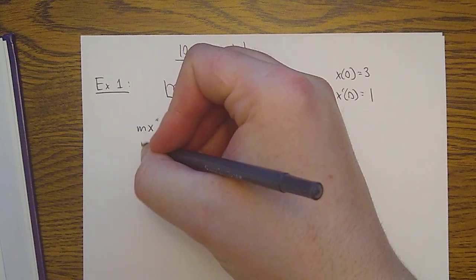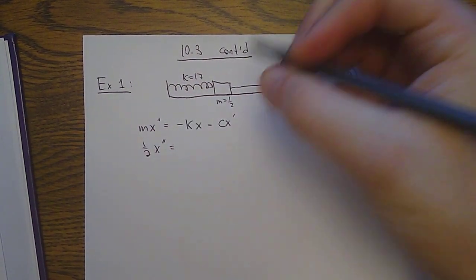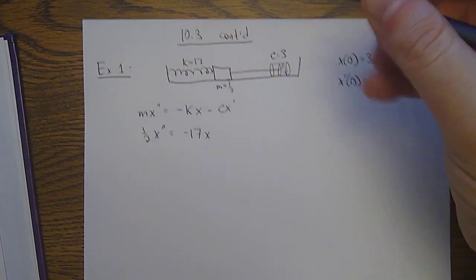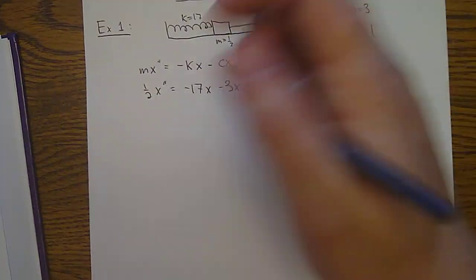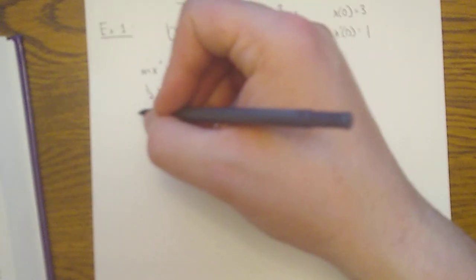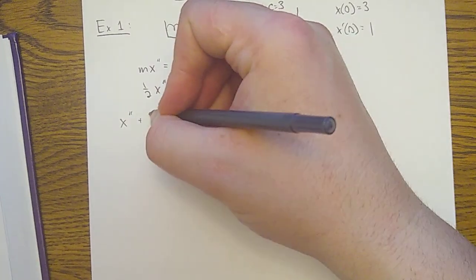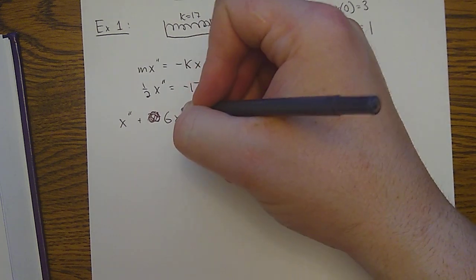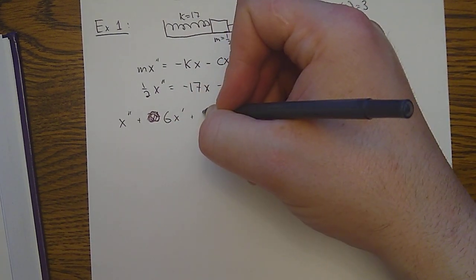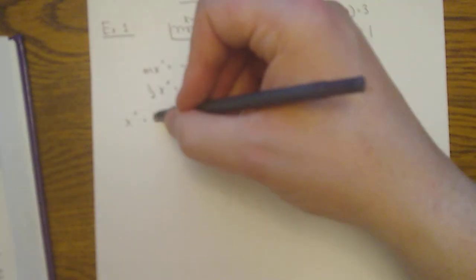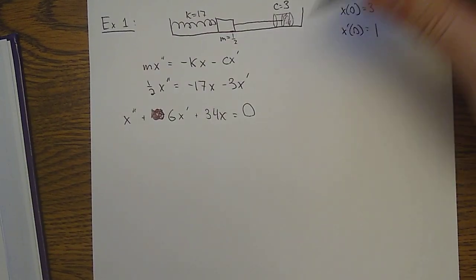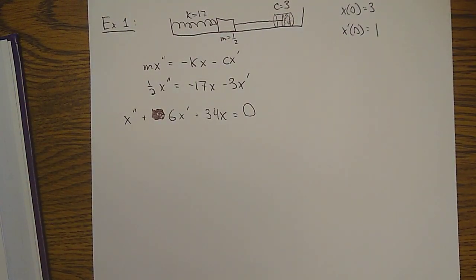So for us, that's 1/2 x double prime equals negative 17x minus 3x prime. And then let me get everything over here and multiply it by 2. So I'm going to get x double prime plus, whoops, let me put this in order as well, 6x prime plus 34x equals 0. There we go. So this is a second order, linear, homogeneous differential equation with constant coefficients.